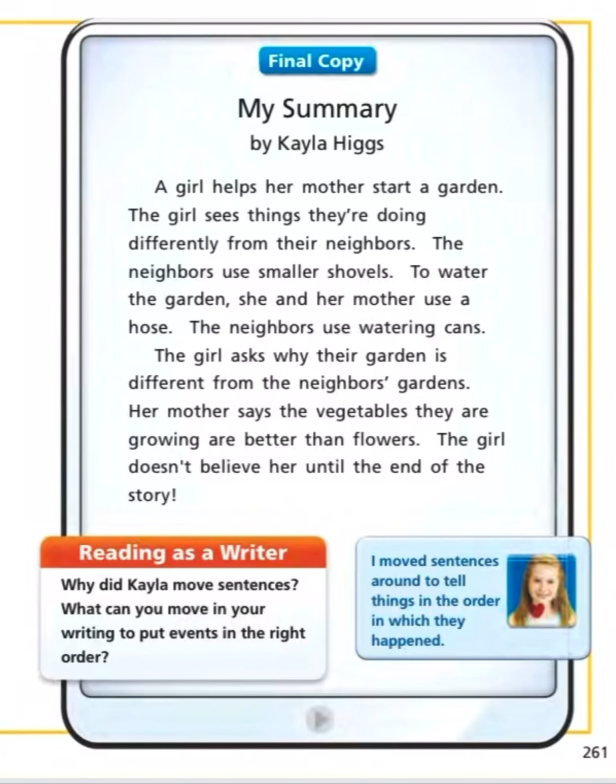Final copy. My summary by Kayla Higgs. A girl helps her mother start a garden. The girl sees things they are doing differently from their neighbors. The neighbors use smaller shovels. To water the garden, she and her mother use a hose. The neighbors use watering cans. The girl asks why their garden is different from the neighbors' gardens. Her mother says the vegetables they are growing are better than flowers. The girl doesn't believe her until the end of the story.